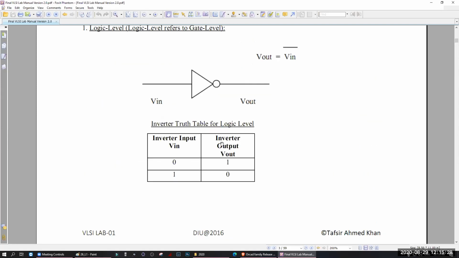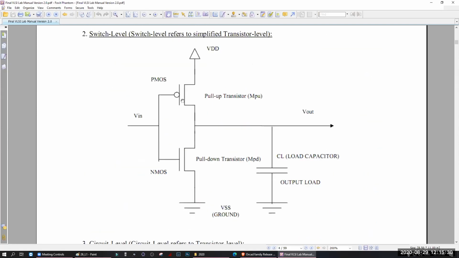That means inside the inverter, you have these. Here you have two MOSFETs. One is a PMOS, another one is an NMOS. They are connected together. Their drains are connected together. This is the source. This is the drain. This is the drain. This is the source. This is gate. This is gate. So source, drain, gate, source, drain, gate.